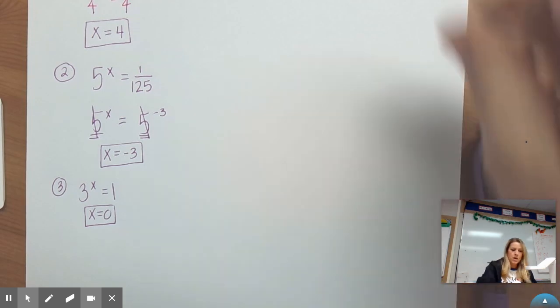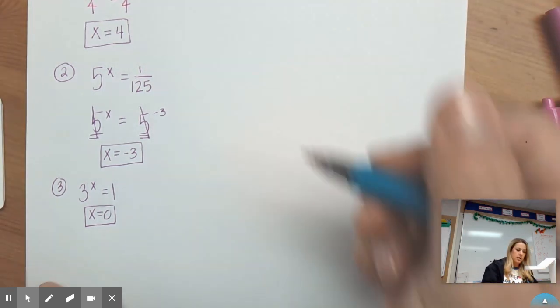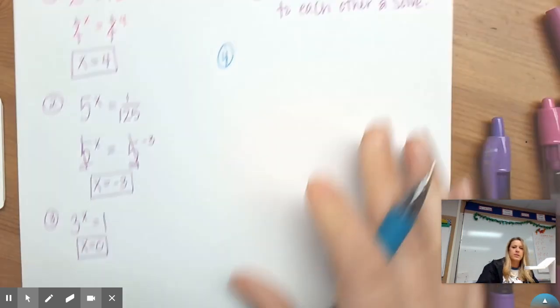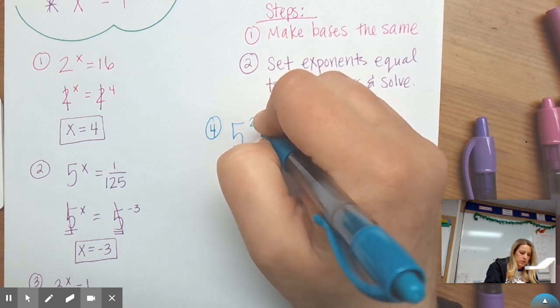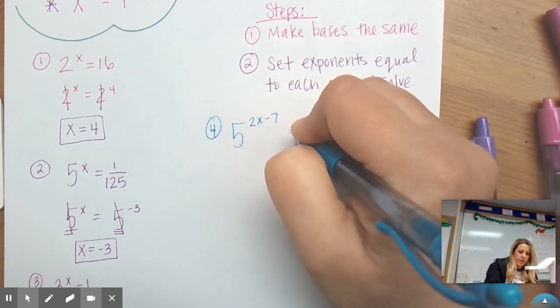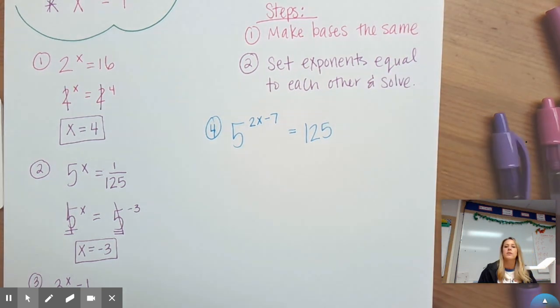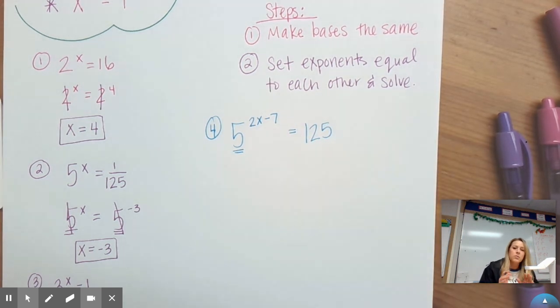Because anything to the 0 power equals 1. Okay? All right, let's move on. Start to get to some trickier ones. So now let's do 5 raised to the 2x minus 7 power. Oh, we're bumping it up now. Okay. So 5 raised to the 2x minus 7 power equals 125. Okay, so I've got a base of 5 here. So usually our bases are going to be like 2, 3, sometimes 4, 5. So very small numbers.